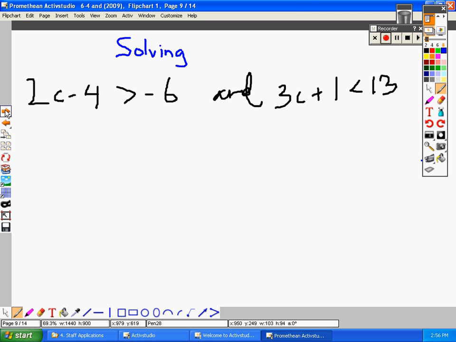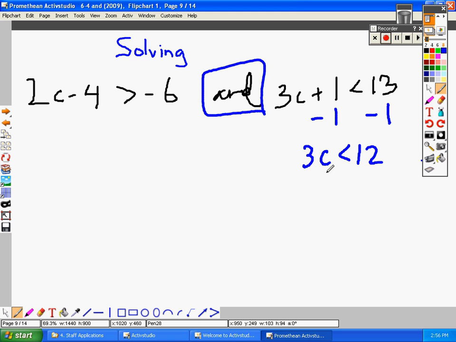Now, this problem's a little bit easier because it actually shows you the word and it has already separated the two problems. If you have the word and, then you don't really have to do much but solve each one. 3c is less than 12. I divide both sides by 3, and I get c is less than 4. Make sure, remember, if we divide or multiply by a negative number, we still have to use our rules of inequalities and make sure we flip the sign.